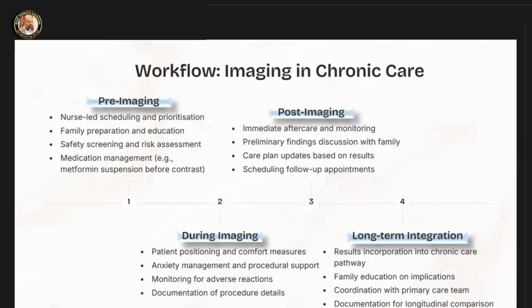The long-term integration: results incorporated into the chronic care pathway, family education on implications, coordination with primary care team, and documentation for longitudinal comparison. So these are the four steps in the workflow while having imaging in chronic care.